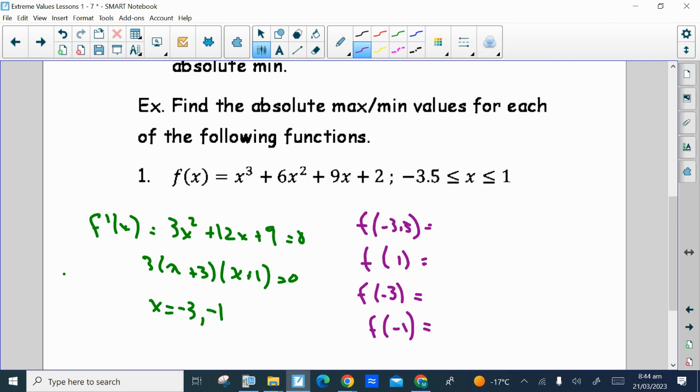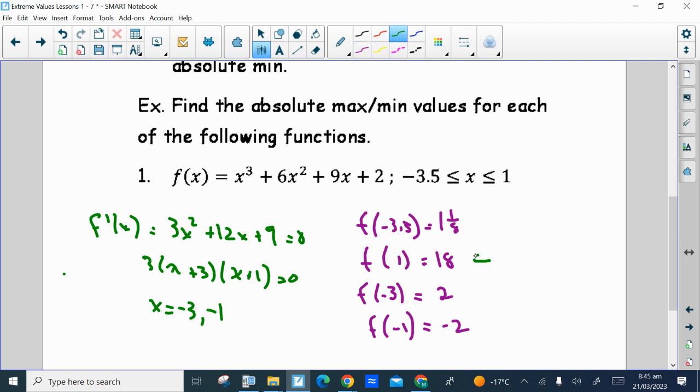So to find out what these points are, you plug these values into the original equation. And at negative 3.5, the value is 1 1/8. At positive 1, the value is positive 18. At negative 3 in the original equation, the value is positive 2. And at negative 1, the value is negative 2. So you find the y value at the critical numbers as well as the endpoints of the interval. And then you compare them.